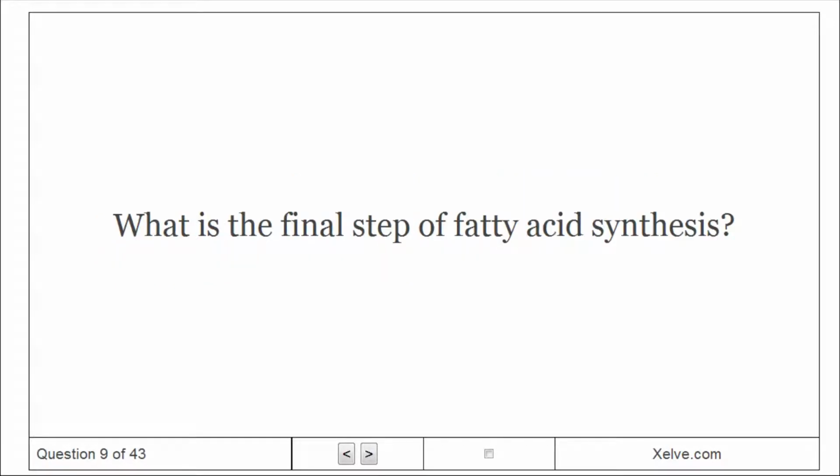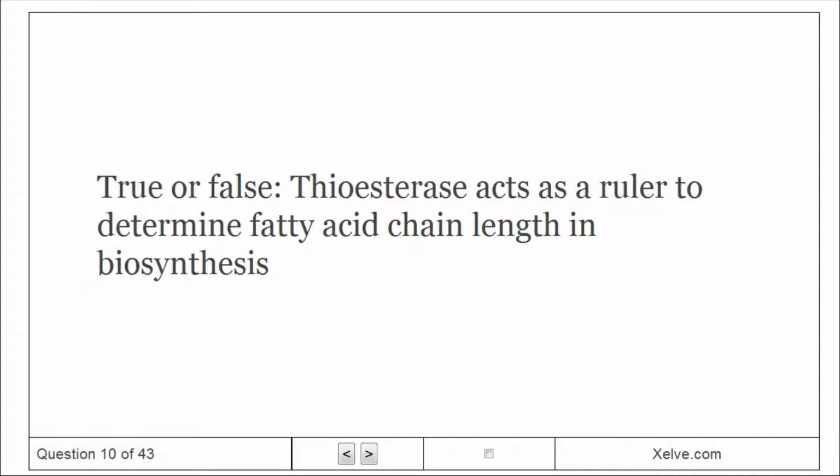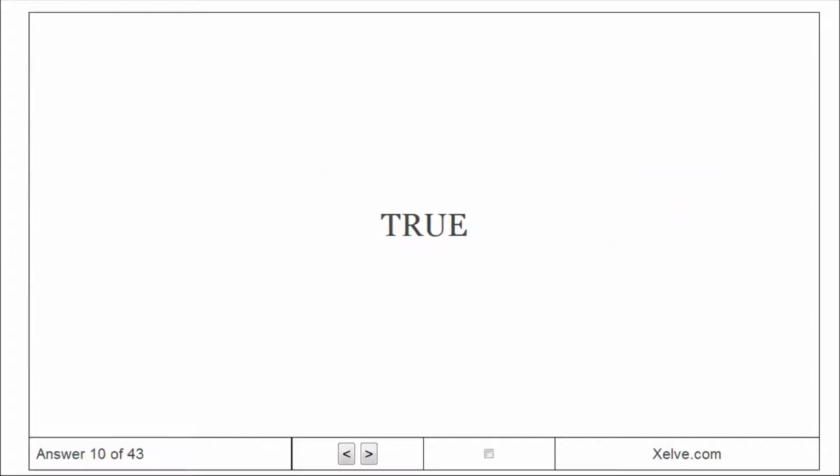What is the final step of fatty acid synthesis? Cleavage by thioesterase. True or false? Thioesterase acts as a ruler to determine fatty acid chain length in biosynthesis. True.